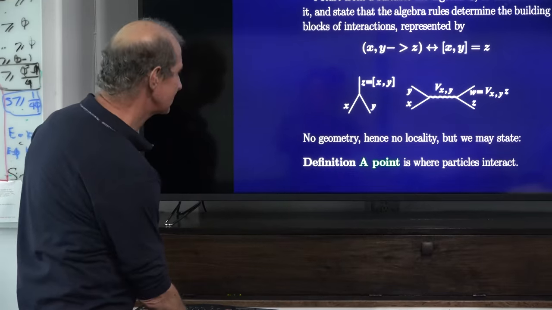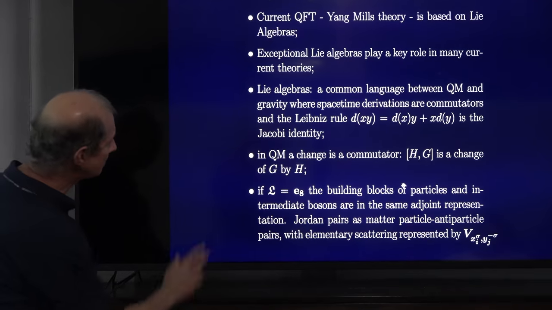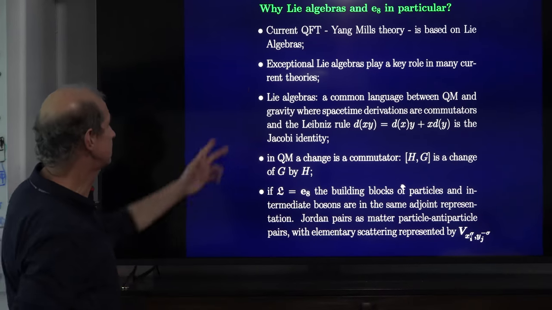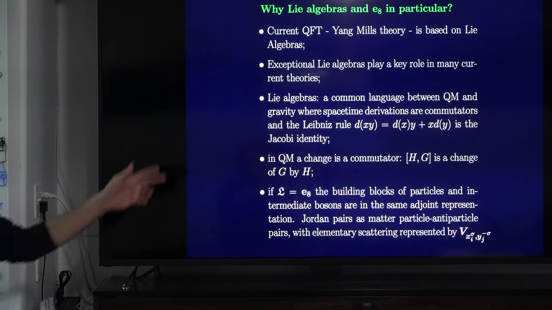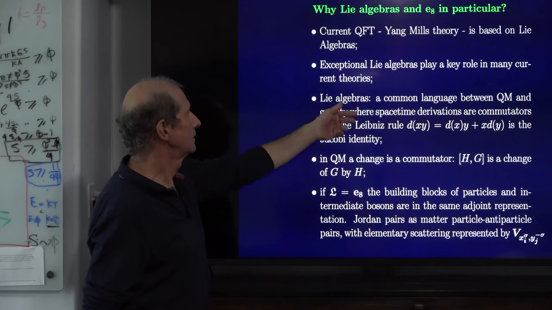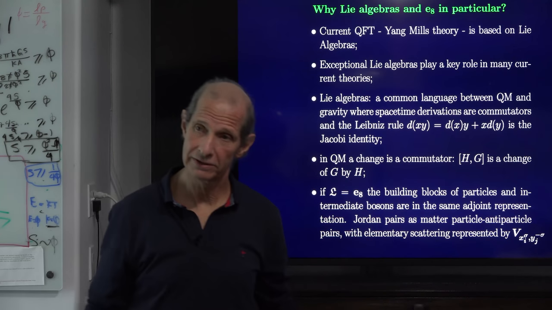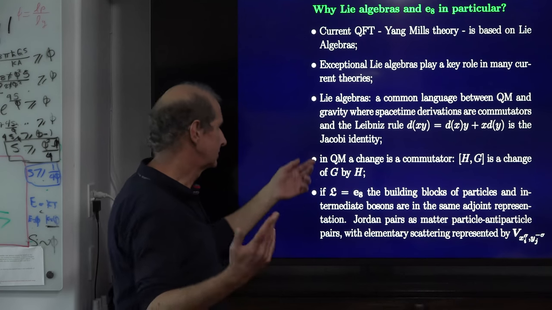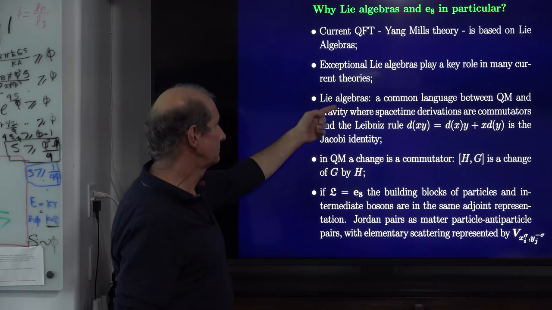So let me try to raise a few points. Let's see if I can make it. I think I can skip this. We probably all know why Lie algebra is interesting, because of quantum theory reasons. Think of Yang-Mills. Exceptional Lie algebras appear here and there in many theories independently, including, of course, string theories and so on and so forth. This is important.